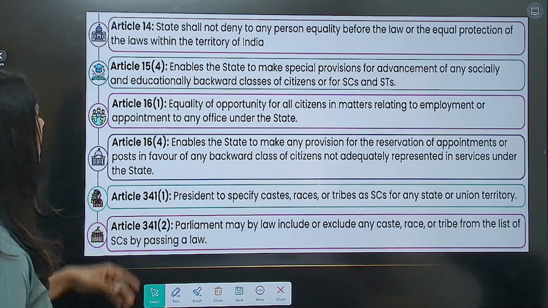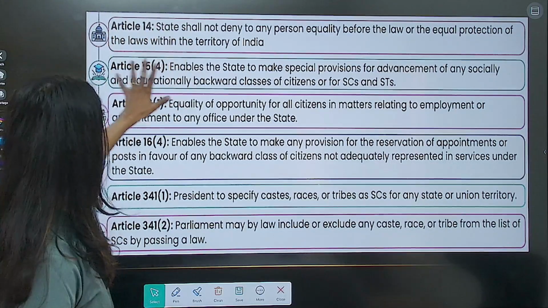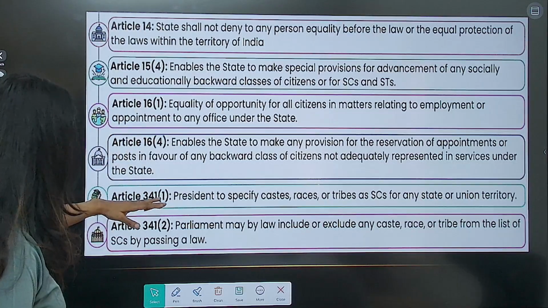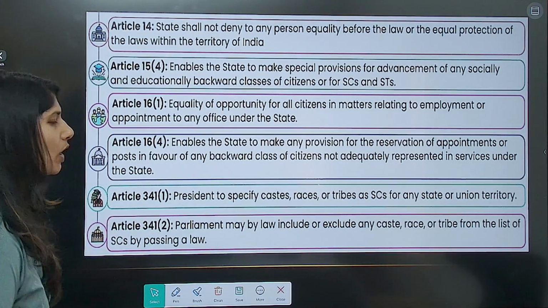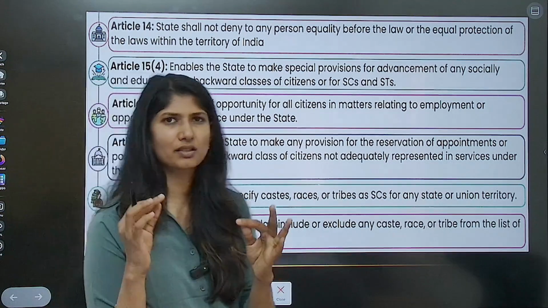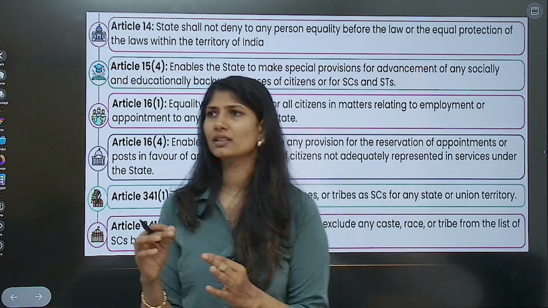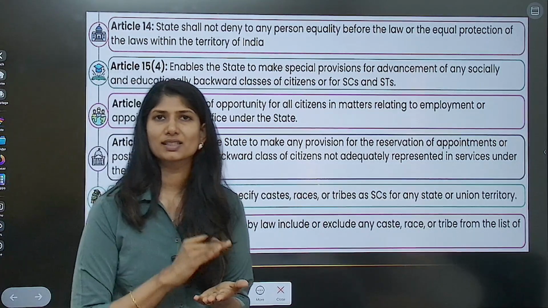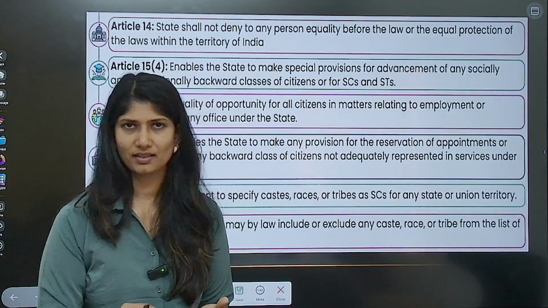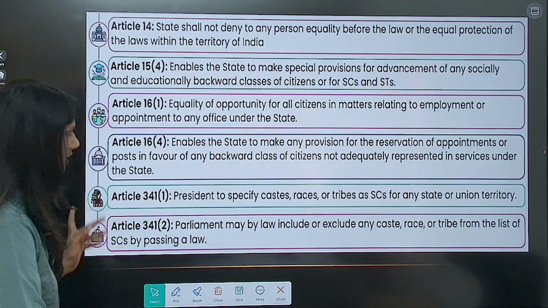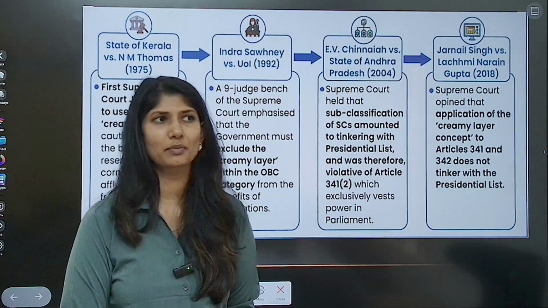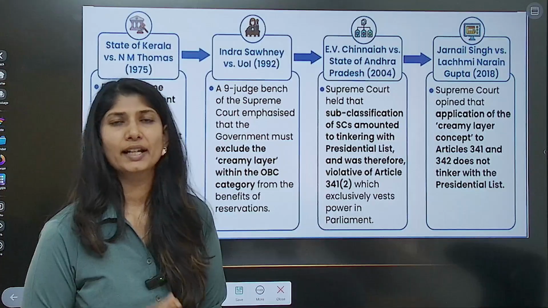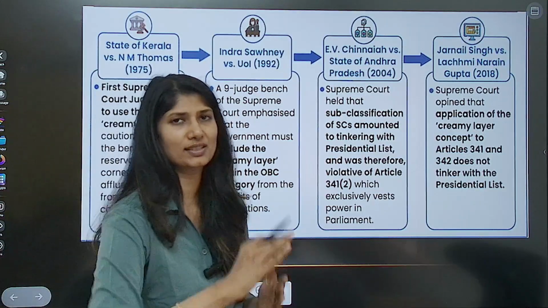Look at this: Article 14, Article 15(4), Article 16(1), Article 16(4), Article 341(1), Article 341(2). All of this speaks about, in a simple one-line gist, the whole point of reservation, which is just this: bringing everyone onto the same level playing field. And the Supreme Court still reiterates its statement, and the same thing applies with respect to the Constitution also. The whole point of reservation is temporary, to bring people onto the same level playing field.